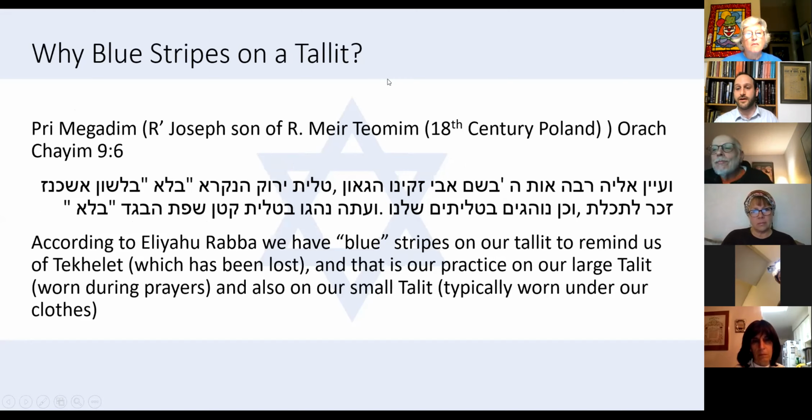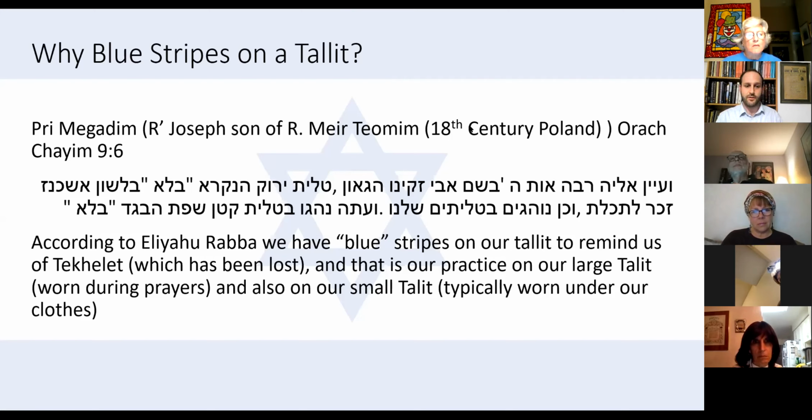Because it's not mentioned anywhere in the text of the Torah or anywhere else that you have to have these stripes. Why did Jews start having stripes on their talises? What was the inspiration for that? So here's one of the sources of somebody quoting the origin of the minhag. This is the Pri Megadim, Rabbi Yosef ben Meir Teomim, in the 18th century in Poland.